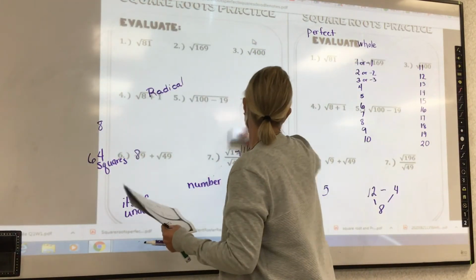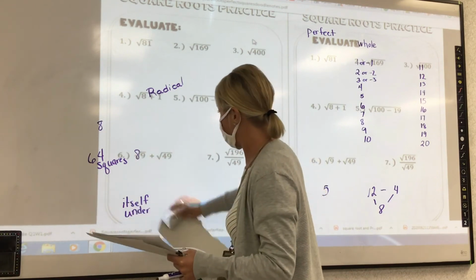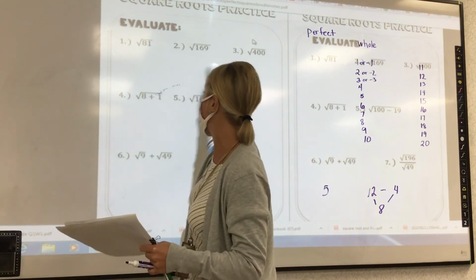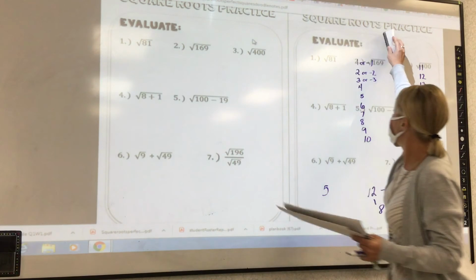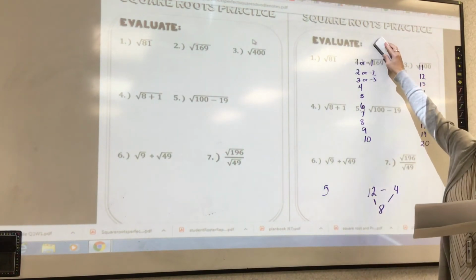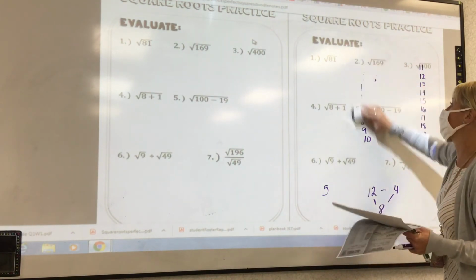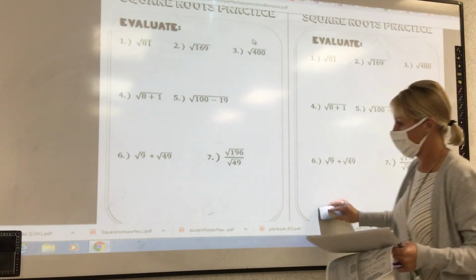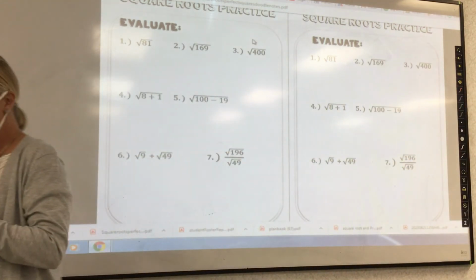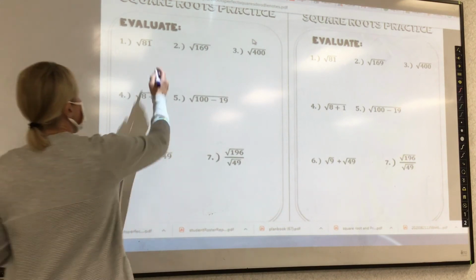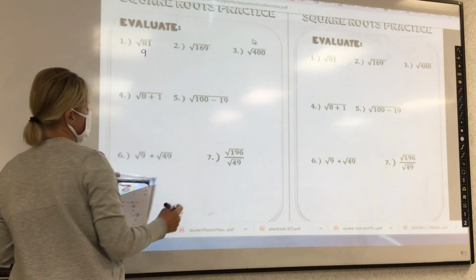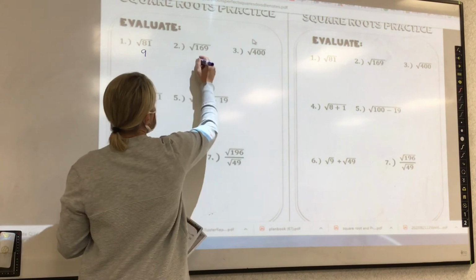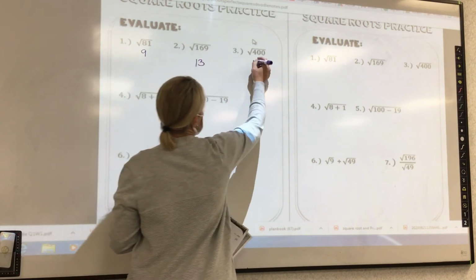Hey, we all forget every once in a while. That's why we have that. You need to get that list of 1 through 10 perfect squares memorized. Those are just multiplication facts. So what's the square root of 81? 9. Put it below it. Square root of 169. 13. Square root of 400. 20.